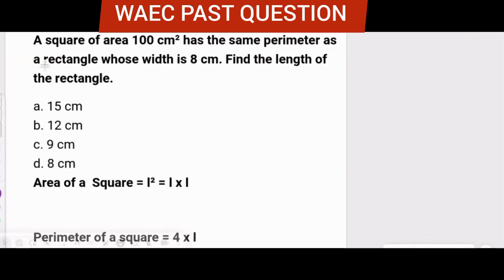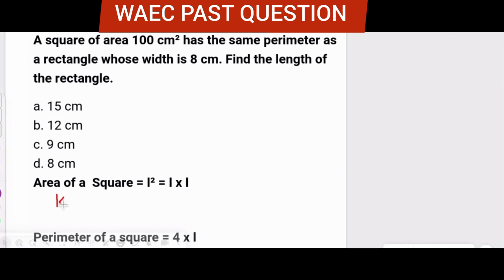Welcome to class. In today's class, we're going to be solving an applied question on area and perimeter of shapes. The question is: a square of area 100 centimeter square has the same perimeter as a rectangle whose width is 8 centimeter. Find the length of the rectangle. These are the options. So now we're going to start with the area of a square.